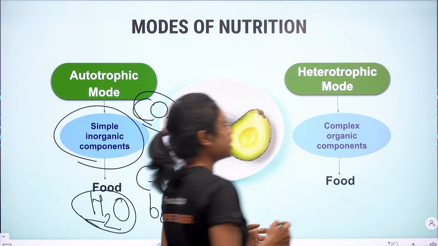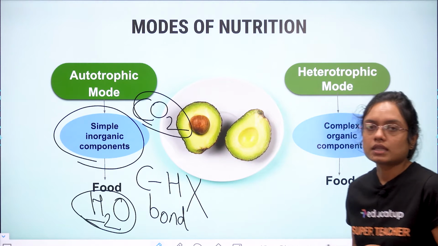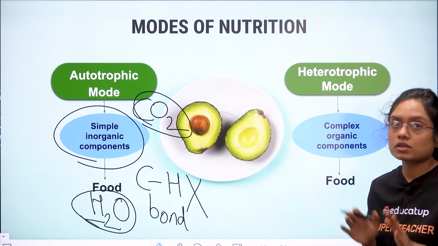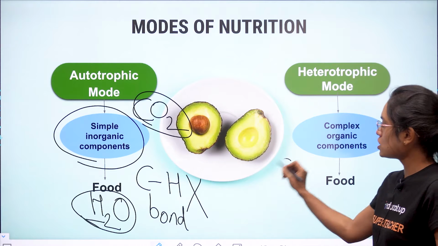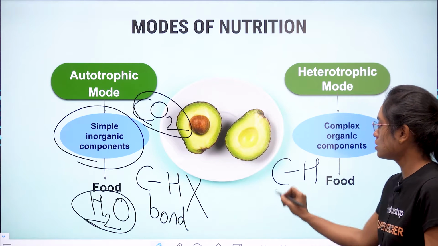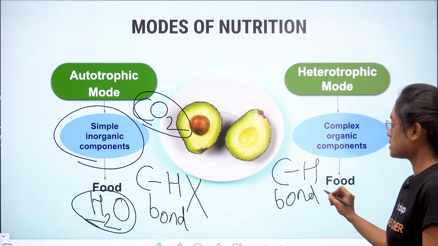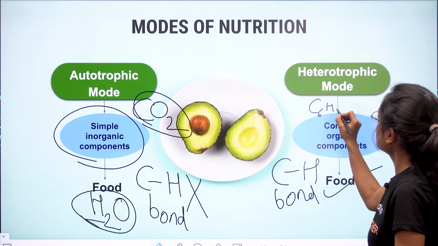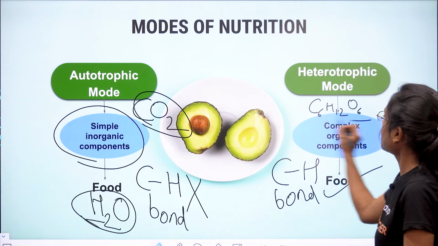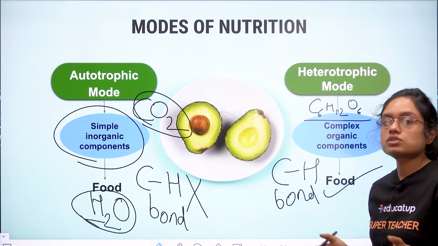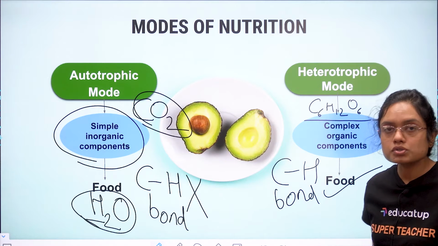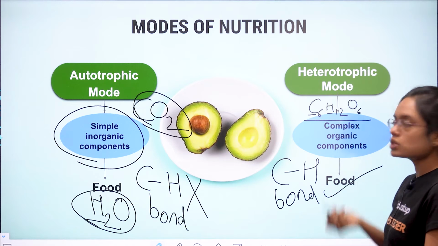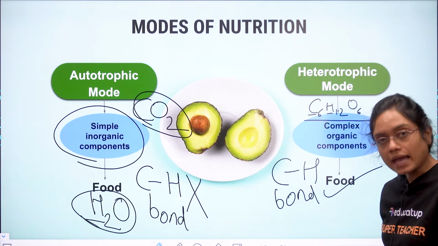Now, if we talk about organic components, organic components are those substances, those materials, in which carbon-hydrogen bond is present. Example, C6H12O6, that is glucose or sugar or starch, isn't it? You can see carbon-hydrogen bond is present. So it is an organic component.